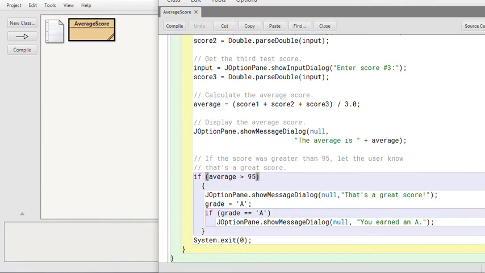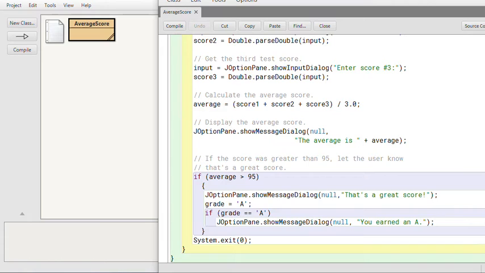In this program, our decision structure is going to take the form of the if statement. The general format of the if statement: we have the keyword if, followed by a condition, which is in parentheses. And if that condition is true, we have the conditional statement.